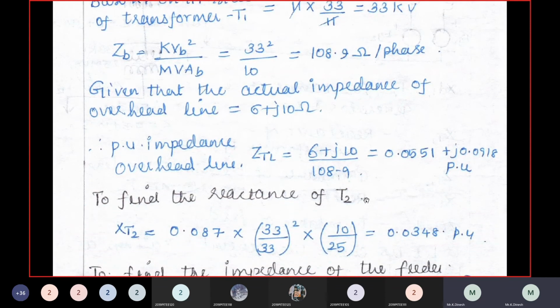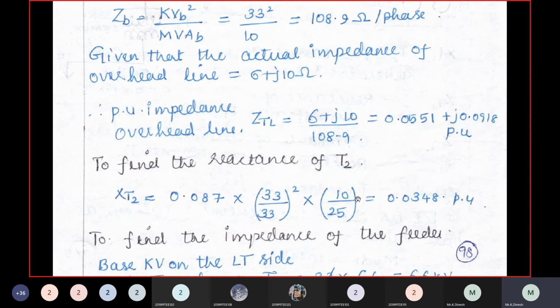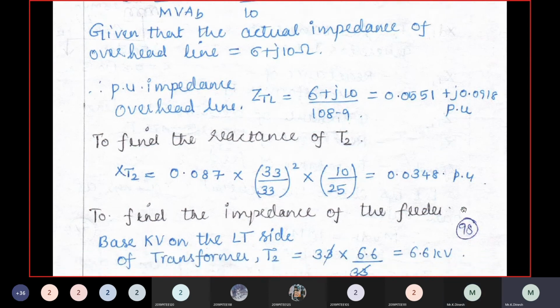Next one is the reactance of T2. Here after, my kV base is 33. So T2 is 0.087 into 33 by 33, 10 by 25. So the value should be 0.0348 per unit.